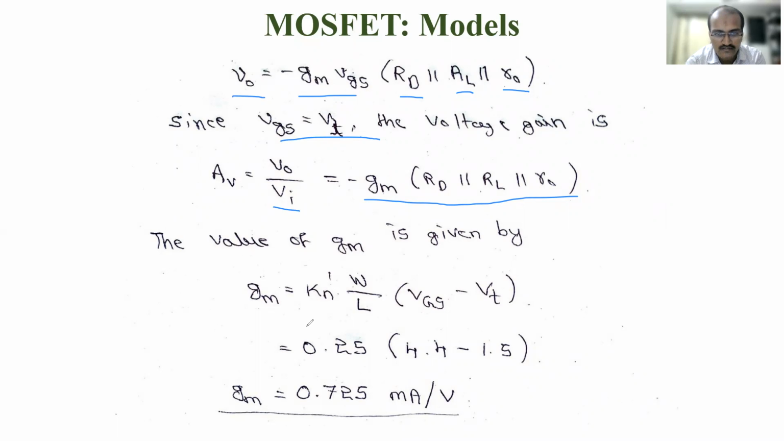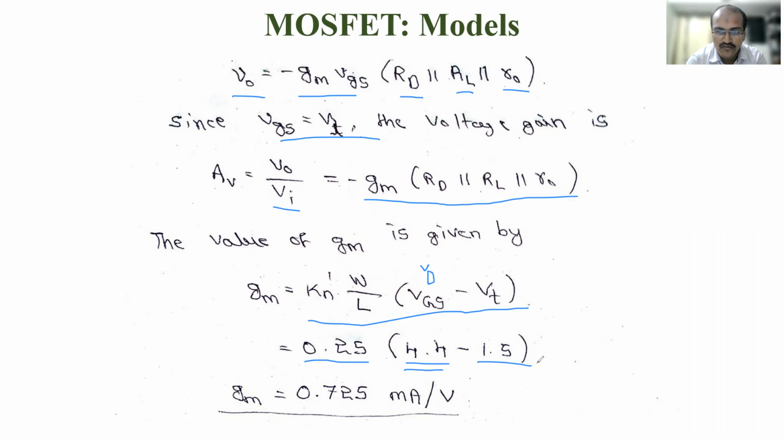One of the formulas is the simple one: Kn dash W by L, VGS minus VT. Everything we know here, that's why I have taken this. Kn dash W by L, they have given 0.25 milli, and then VGS minus VT: VGS is nothing but VD, which is 4.4. In this drain to gate feedback resistor bias arrangement, we know that VD equals VGS. That's why the VGS value is nothing but the VD value, 4.4, minus VT, which is given in the problem as 1.5, substituted. Milli is there, so the answer also you have to keep in milli.